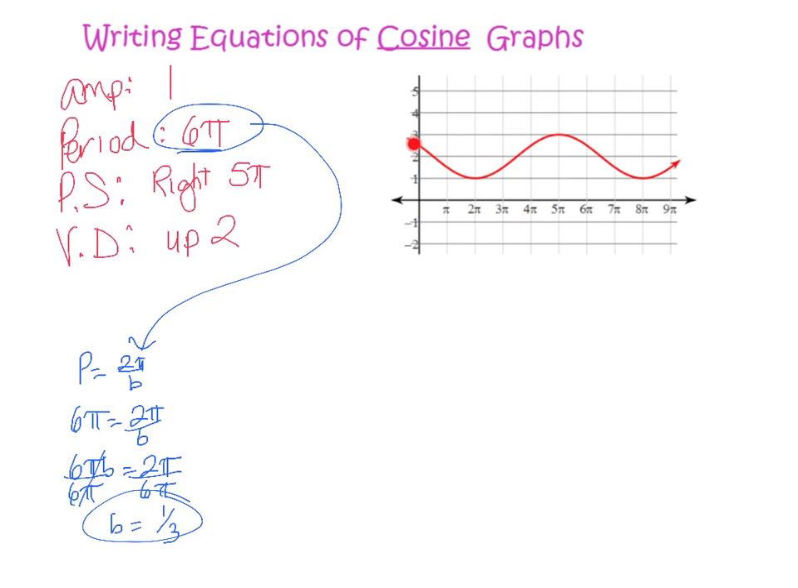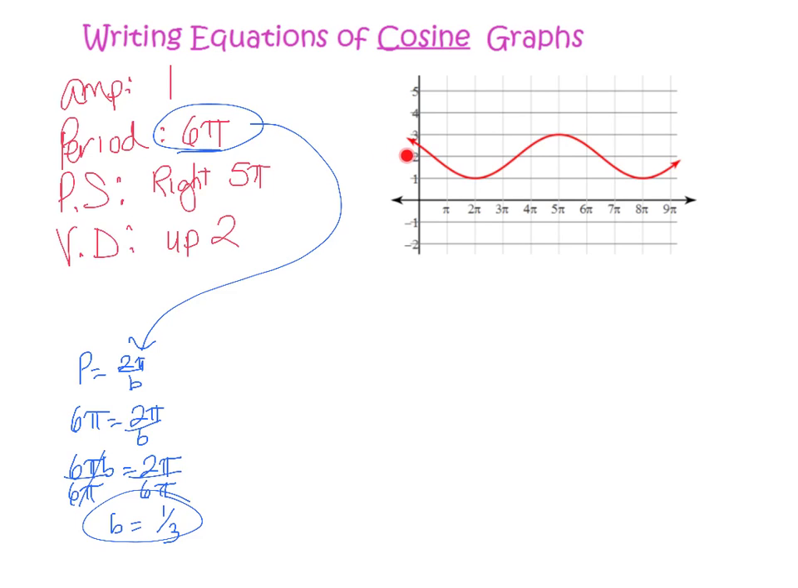The period was a little trickier. Because this didn't cross at a very nice spot here, I'm just going to find my first nice clean, oh, here's one. This is a minimum. I can figure this out. To get from this minimum to the next time I'm there, looks like it went 6 pi units. The phase shift. A cosine graph is supposed to start maxed out, and the first time this is really maxed out is right here at 5 pi.